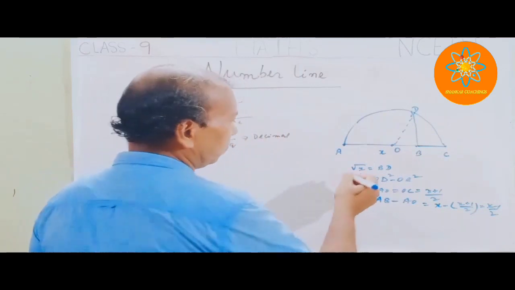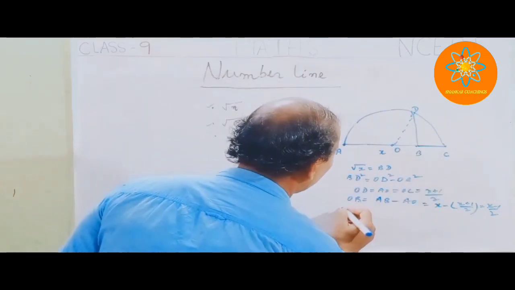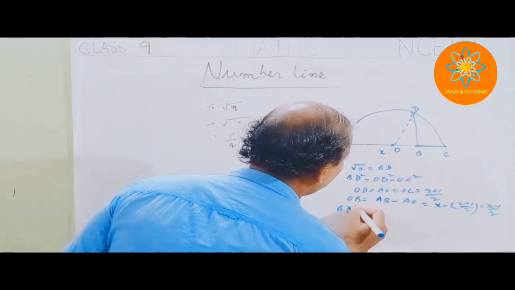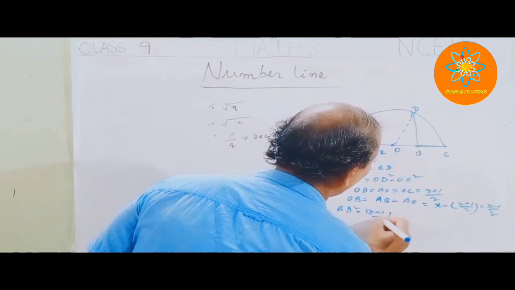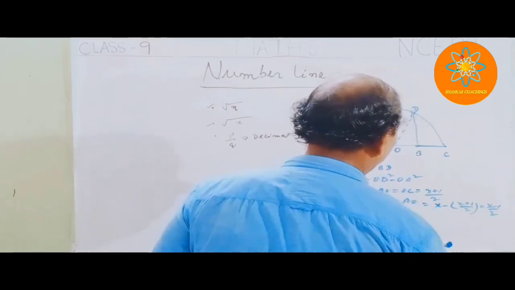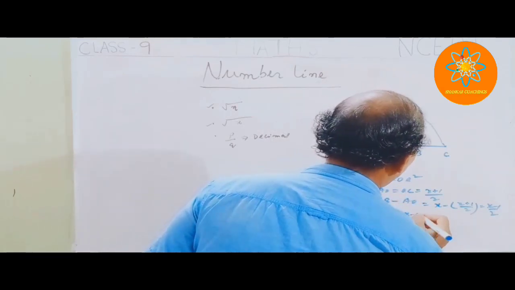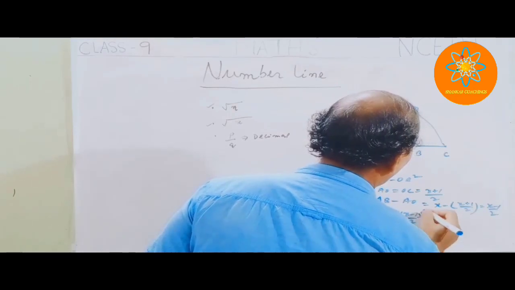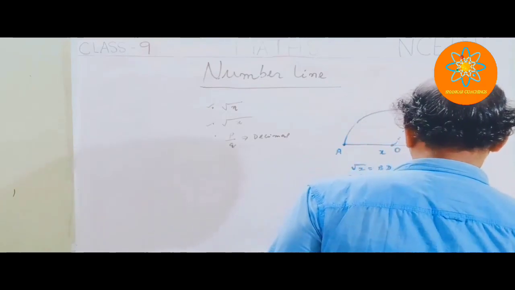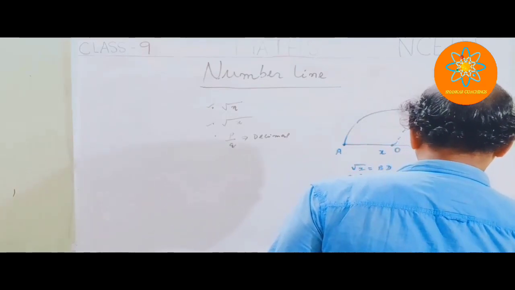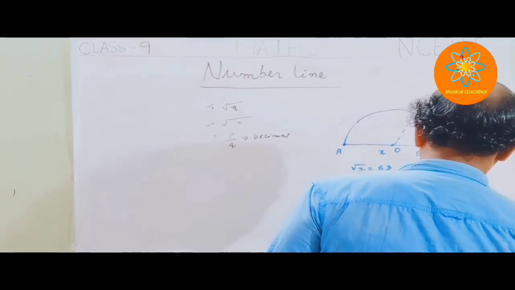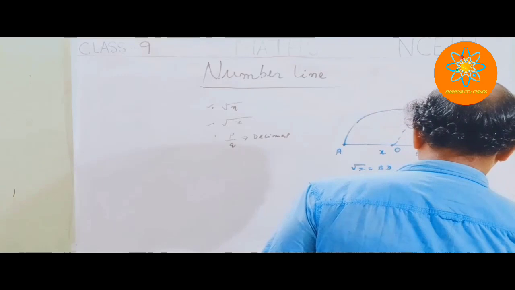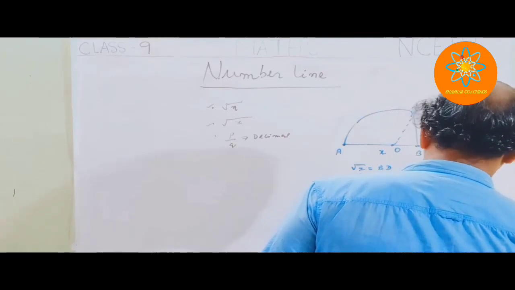Now if I put these values in the equation, BD square is equal to OD square minus OB square, that is x plus 1 by 2 whole square minus x minus 1 by 2 whole square. This is equal to 4x divided by 4, which is x.